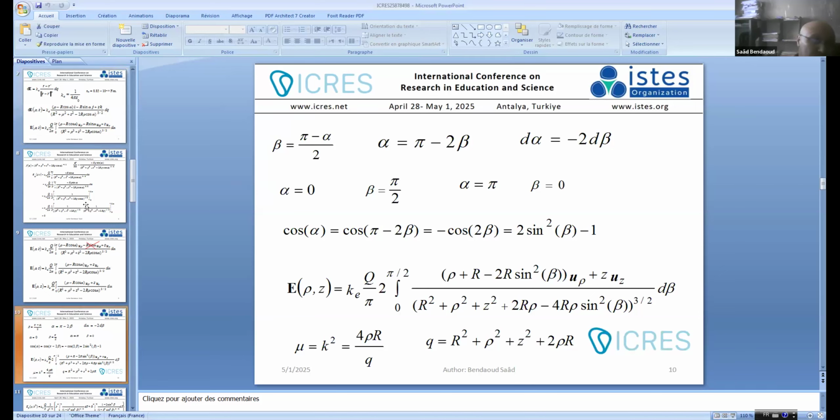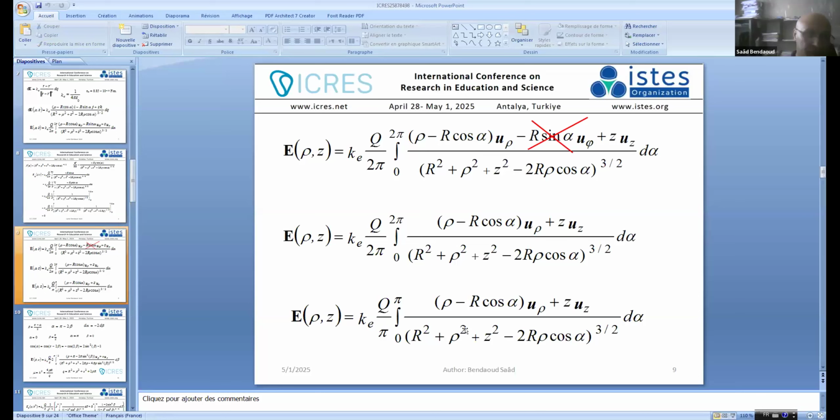And the calculation gives us 0 for the azimuthal component. And we can raise it from the expression. This expression simplifies to this equation, and we can make the calculation to find the final expression. We make this change of variable, and we put this change in the integral.